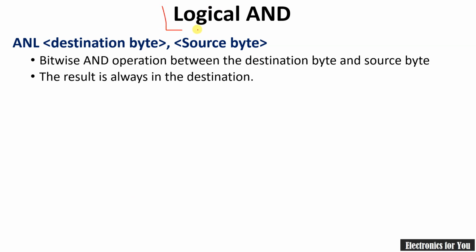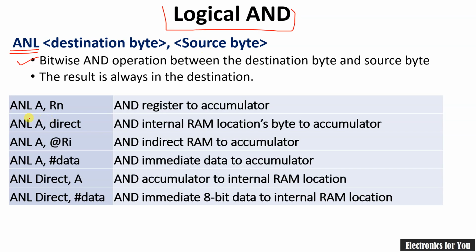The first logical instruction is the logical AND operation, which is indicated in 8051 ALP as ANL. Here ANL will be followed by the destination byte, then a comma, then the source byte. ANL stands for AND logically, a bitwise AND operation. So a bitwise AND operation will be performed between the destination byte and the source byte, and the result will be stored in the destination byte, and the content of the source byte will remain unchanged. These are the 6 different instructions for the logical AND operation.